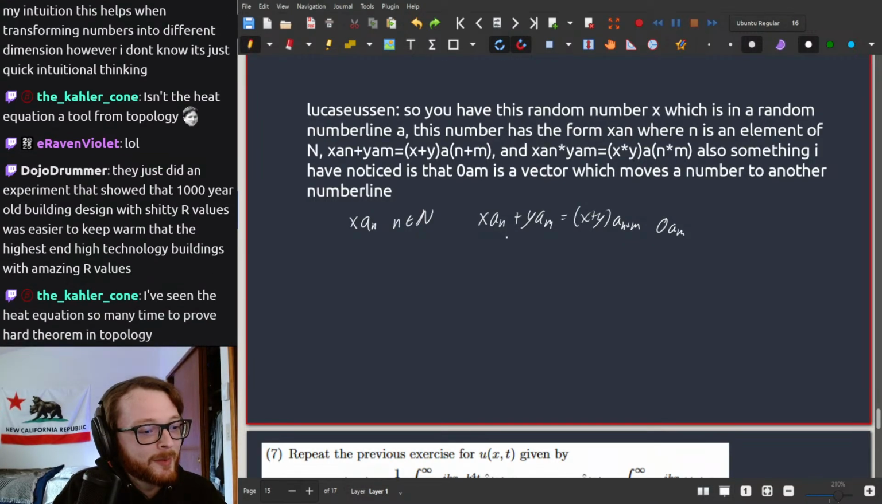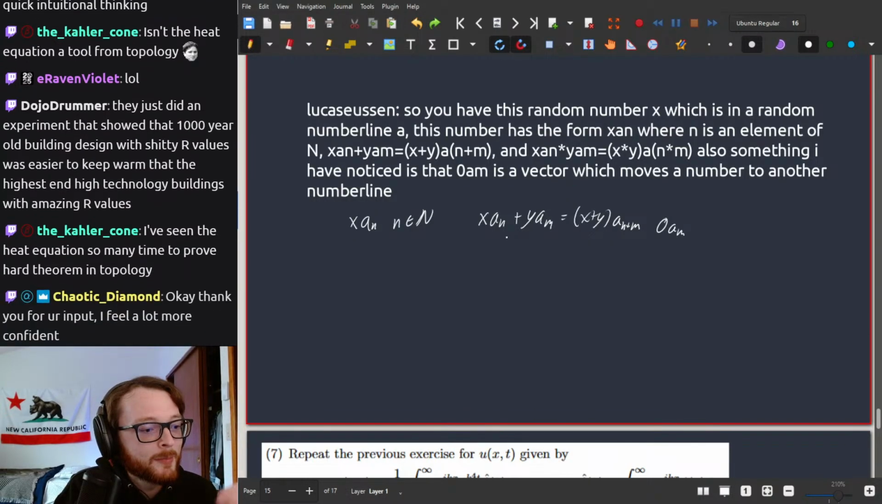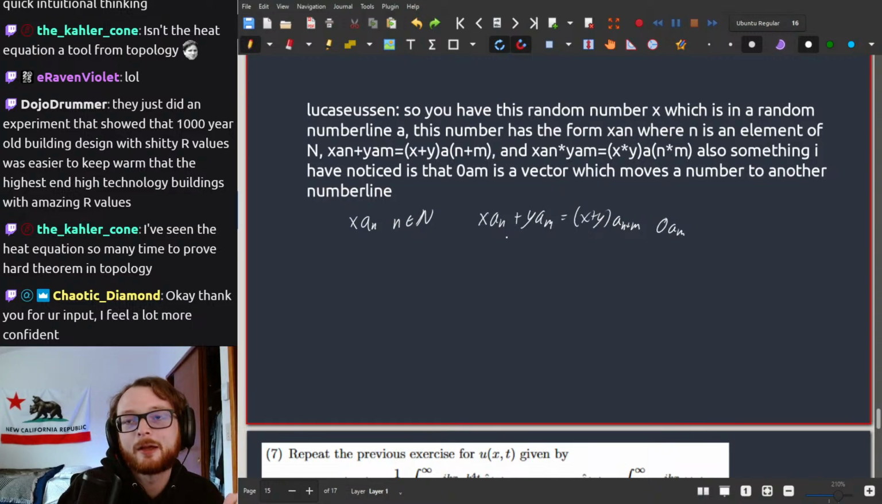They just did an experiment that showed that 1,000-year-old building design with shitty R values was easier to keep warm than the highest end technology building with amazing R values. Oh, is R like the coefficient of heat transfer or whatever it's called? Or like some measure of insulation?